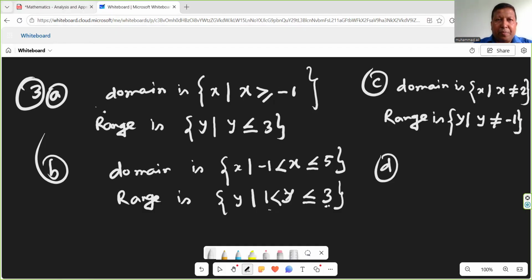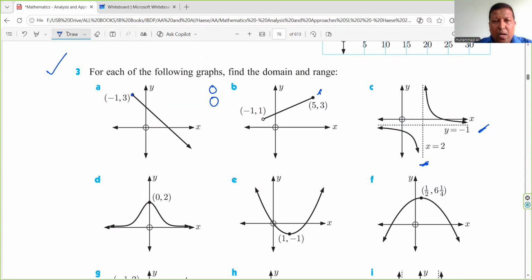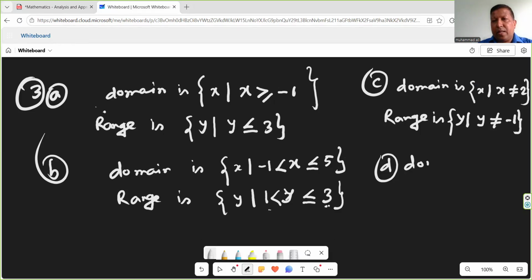Now D number. Here the x value can be positive, negative, any value. Why? Because this is an arrow sign, and that one is also an arrow sign. Minus infinity to plus infinity, that means all real numbers. Domain is all real numbers. You can take any positive, any negative, any value. So for D, the domain is x such that x belongs to real numbers.